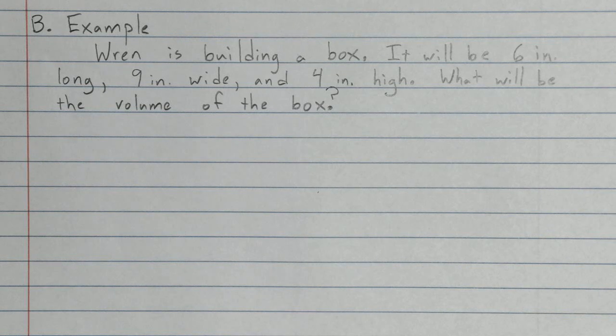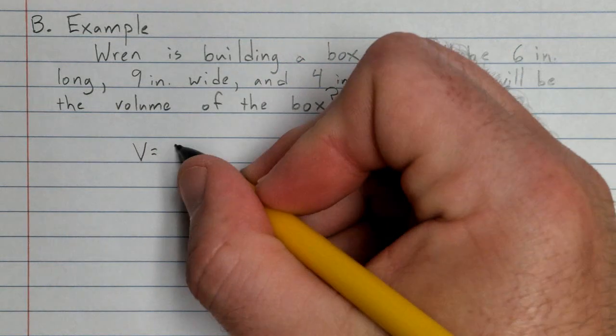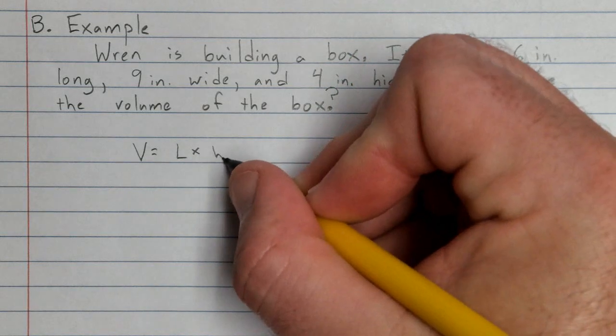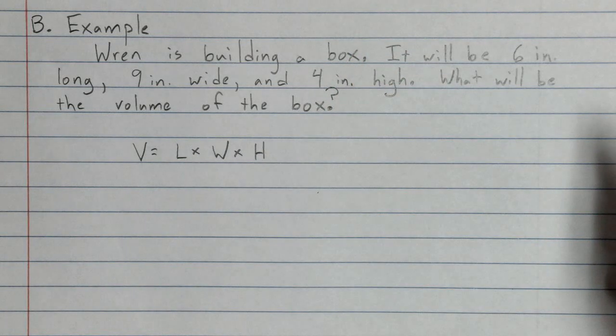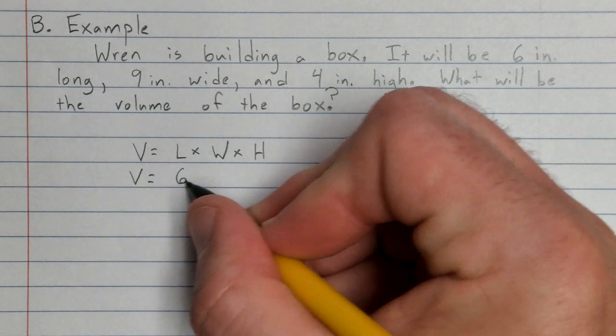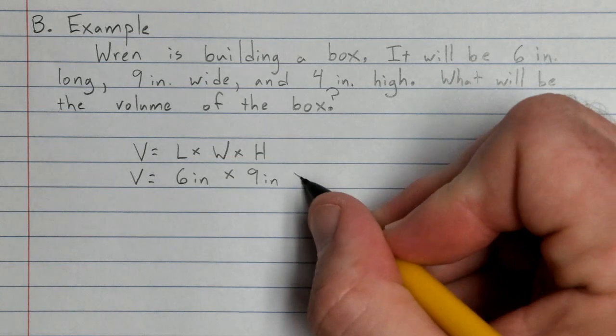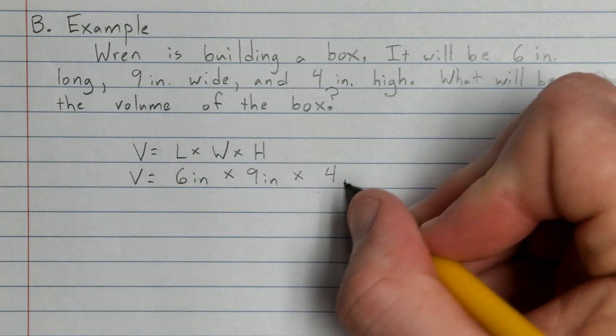A lot of you already know 6 times 4 times 9, multiply them together. But remember, for this one, we need to focus on the format. Now, obviously, I still have to do the calculations. So I know volume is length times width times height, which means the volume is the length, 6 inches, times the width, 9 inches, times the height, 4 inches.